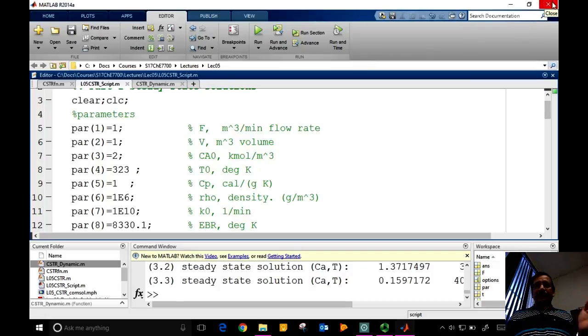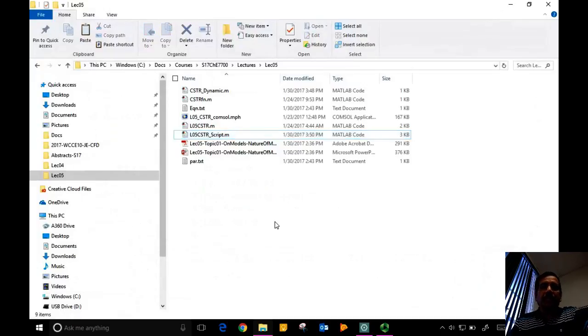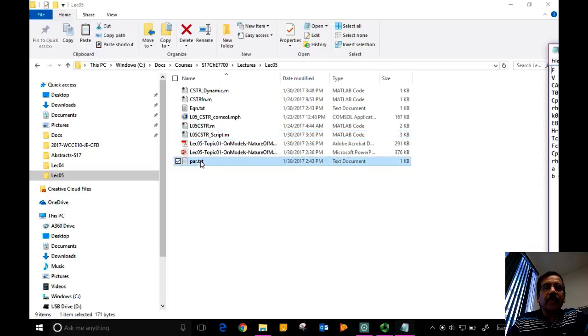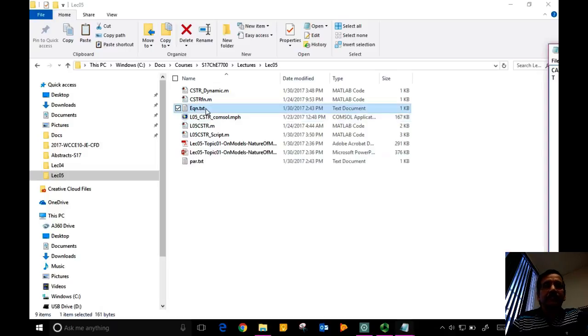So, no questions. I'm going to close this and go and show the same thing in COMSOL. How do we do this in COMSOL? Let me open up 2 text files.